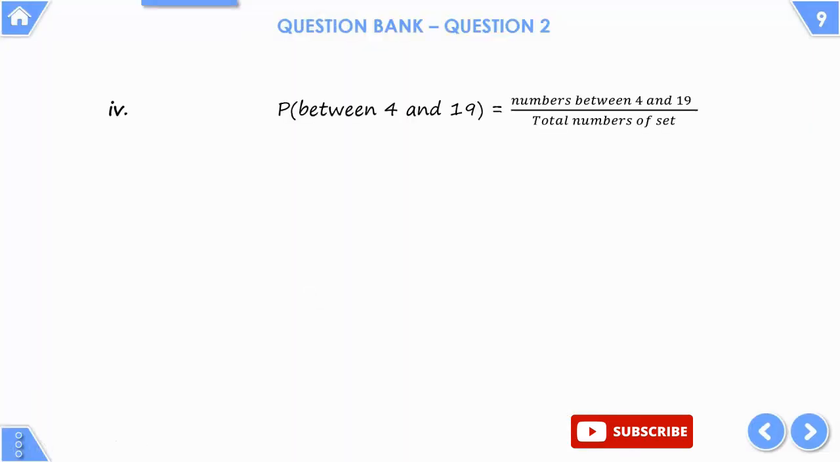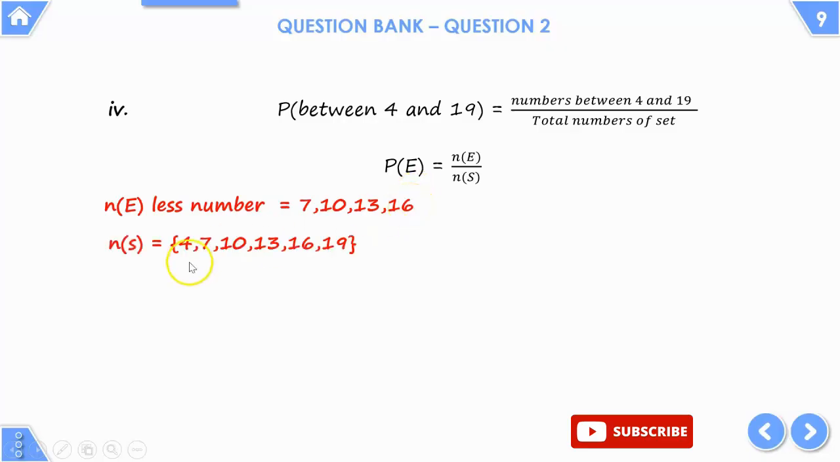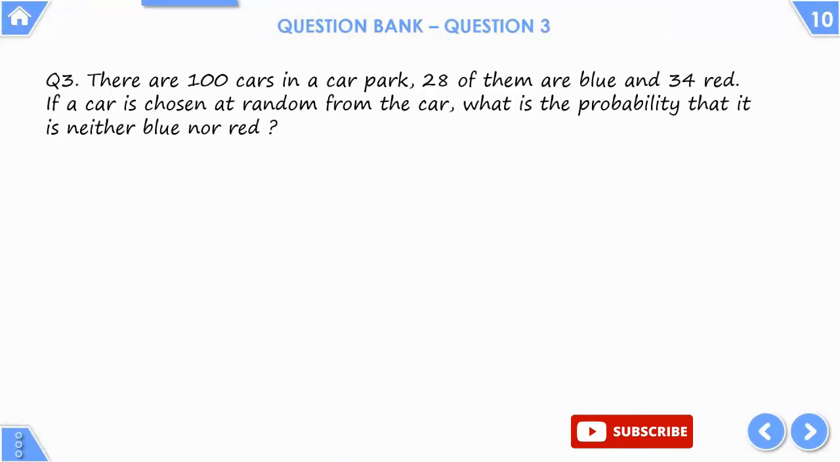Let's look at our last answer. Between 4 and 19, the numbers should be between 4 and 19, and that will be 7, 10, 13, and then 16. And that gives us this sample point: 4 out of 6, 2 out of 3, and then we have our answer right. Let's go to question 3.